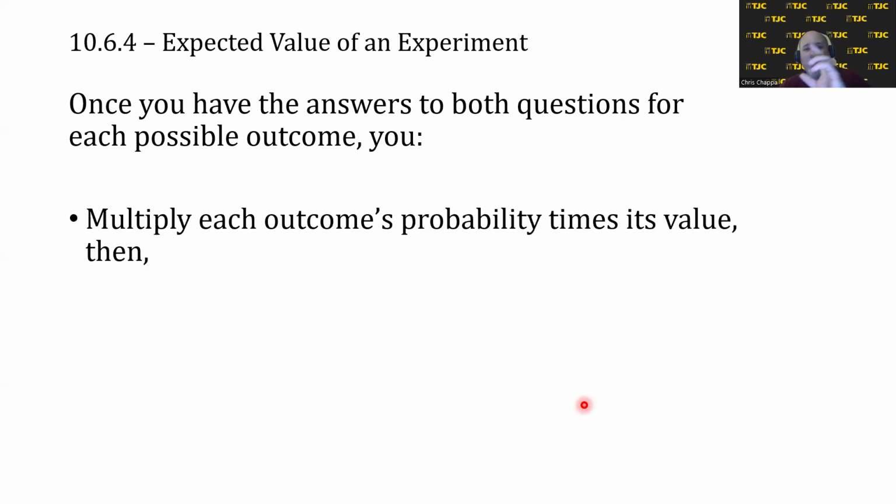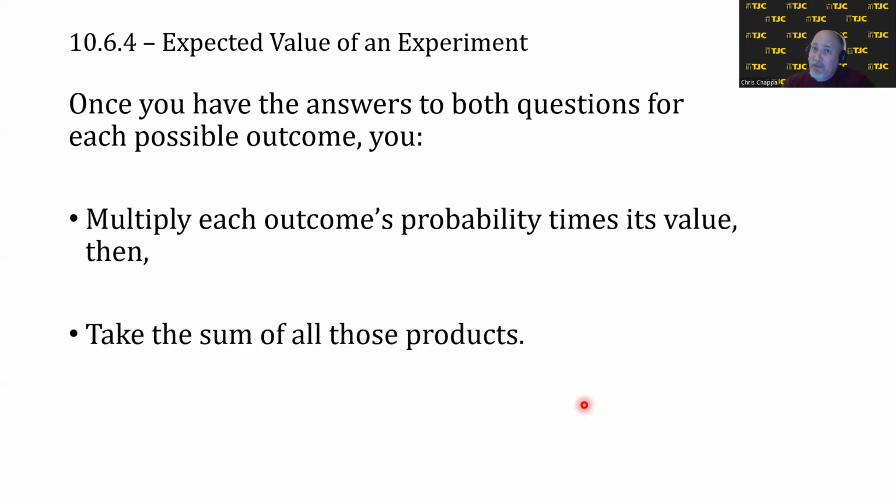First, you multiply each outcome's probability times its value. What's the probability that it's going to happen times what's the value when it does happen? And then you take the sum of all those products. So it's actually pretty straightforward once you gather the information. For every outcome, multiply its probability times its value, and then you get these answers. And then you add them all up, and that's your expected value.